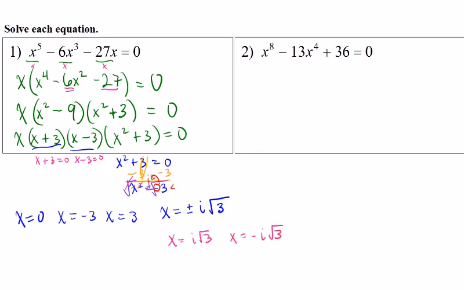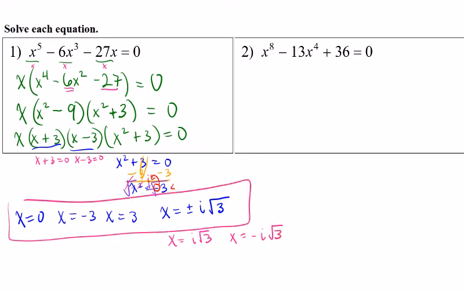Okay, so those are all of our answers. So we ended up with 1, 2, 3, 4, 5 answers. All right, now just to give you a little insight here, we have 5 roots and we have a quintic, right? So 5 roots are the most you can have with a quintic, right? So the degree of the polynomial tells you how many possible roots you can have.